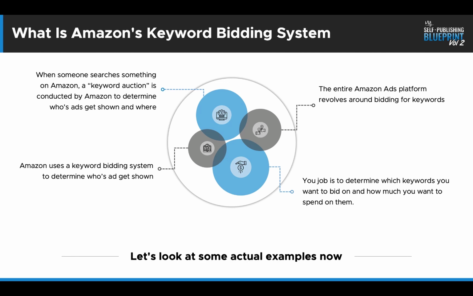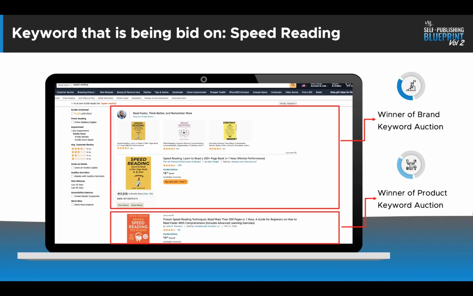So I'm going to go through some examples. This is an example here, and the keyword that is being bid on is speed reading. You see at the top over here, speed reading is the search term. So I typed that into Amazon, and what did I find? I found these are the two ads that showed up right away.